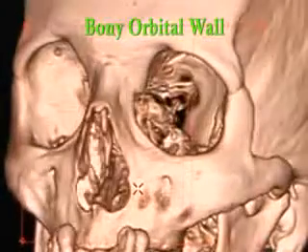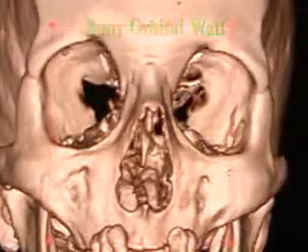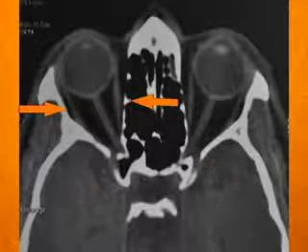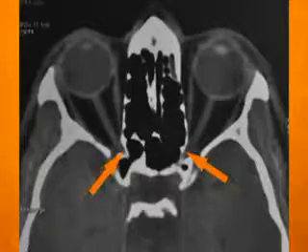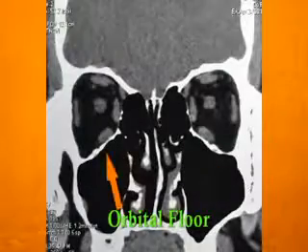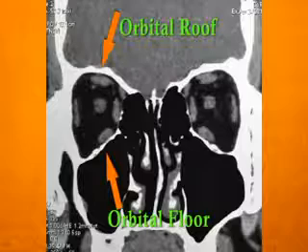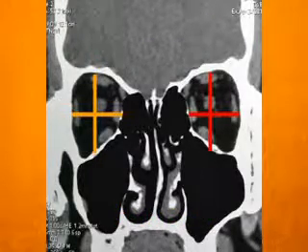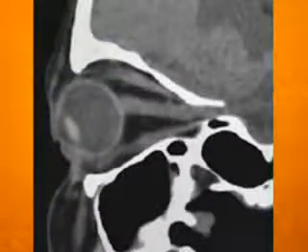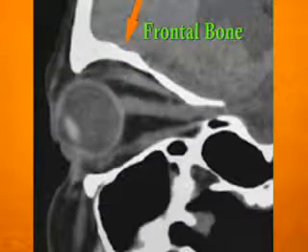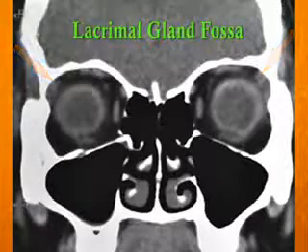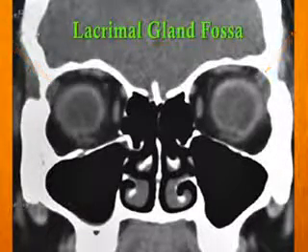Begin your evaluation with the bony orbital wall. The axial view is preferred for evaluating the lateral and medial wall, superior orbital fissure, and the optic canal. The orbital floor and roof are best seen in coronal sections. The vertical and horizontal orbital dimensions should be measured or compared on coronal scans. The roof is formed by the frontal bone anteriorly and by the lesser wing of sphenoid posteriorly. The lacrimal gland fossa is a shallow excavation anterolaterally.